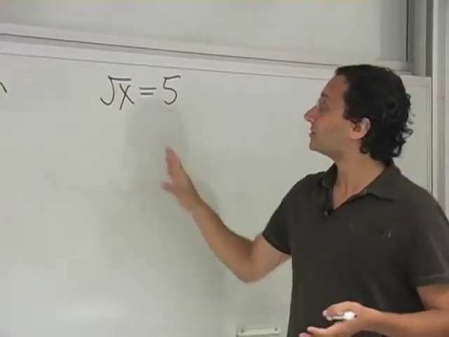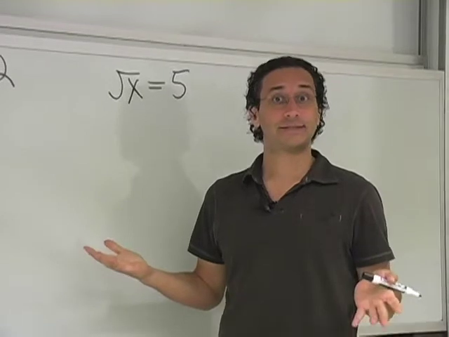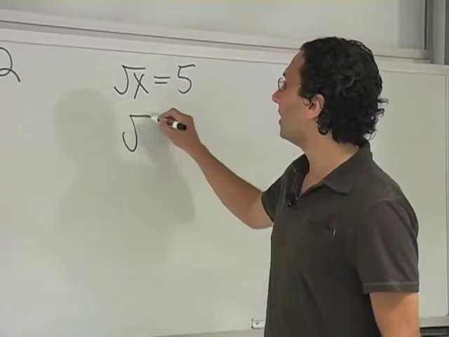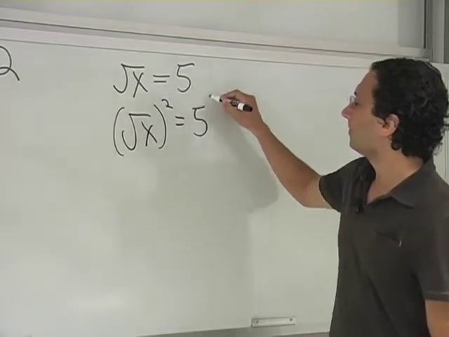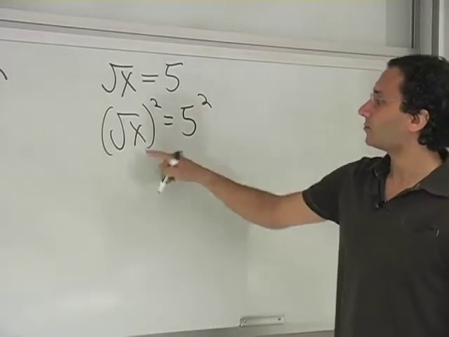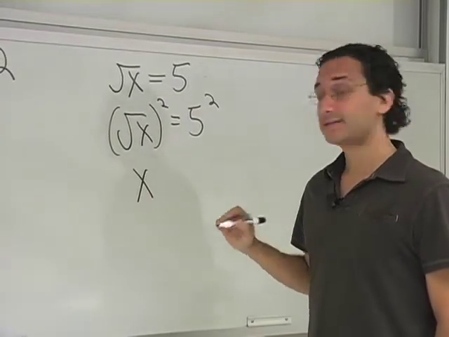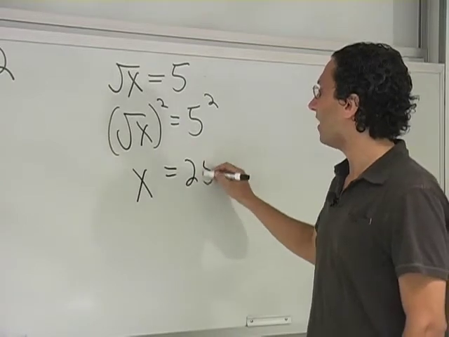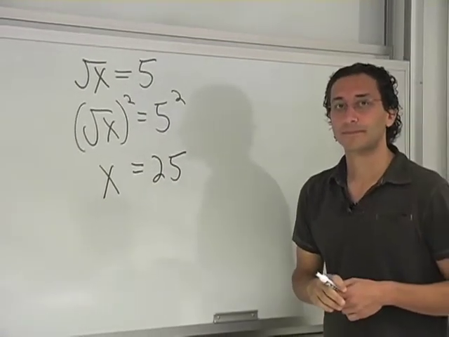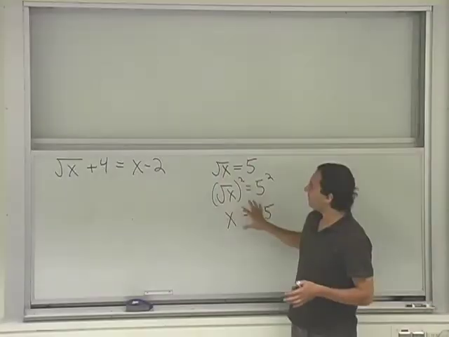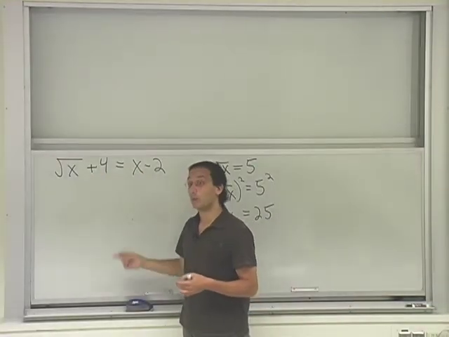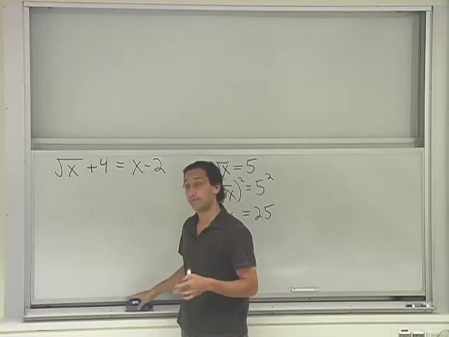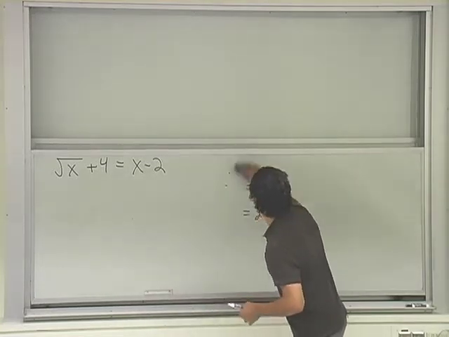Where our goal is to turn the square root into an x. And the way we can do this is we can just square both sides. Squaring the left-hand side gives us x, and the right-hand side gives us 25. So we now have a method that we can use to solve this guy. Namely, we want to square away the square root. That's going to be our goal and our process.